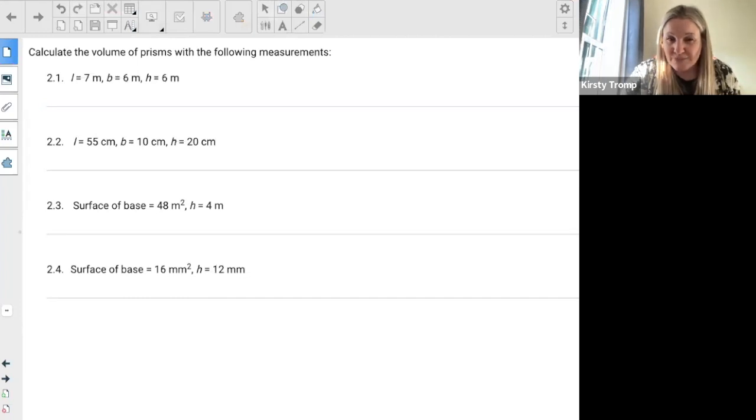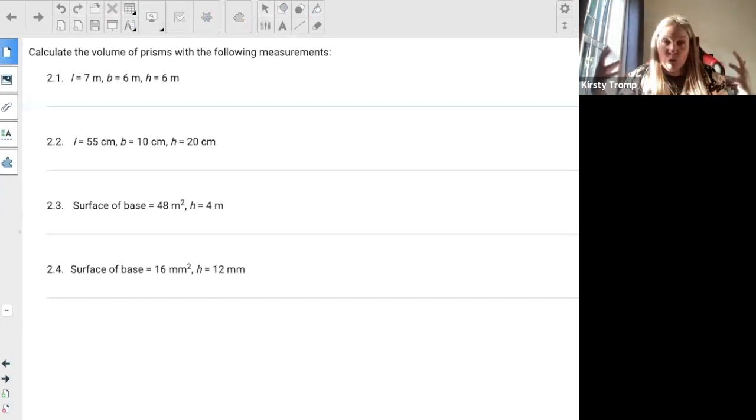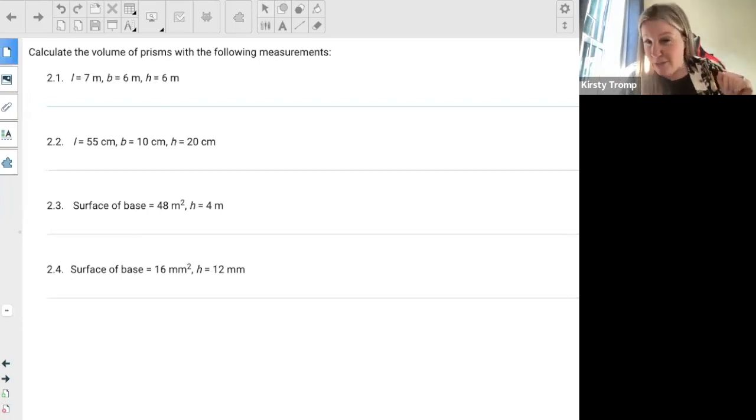Okay. So the first question says, calculate the volume of the following prisms with the following measurements. 2.1.1, it's giving you the length, the breadth, and the height. 2.2, the length, the breadth, and the height. 2.3, the surface of the base and the height. 2.4, the surface of the base and the height. Right, you have 4 questions.